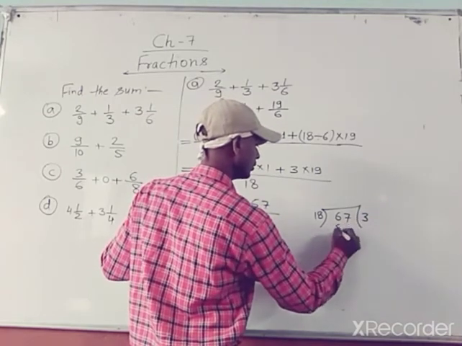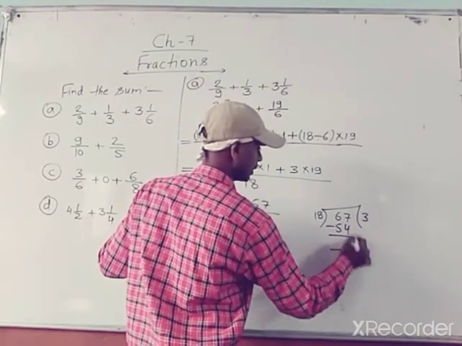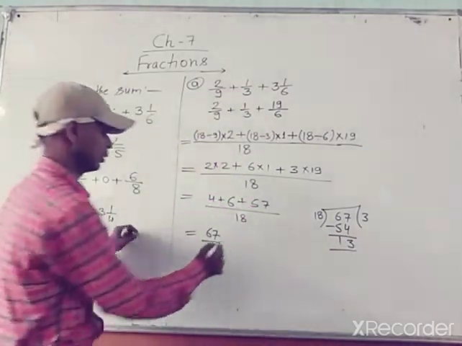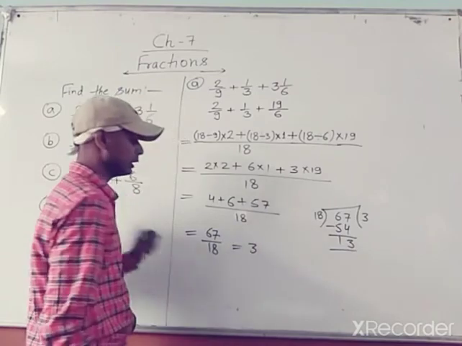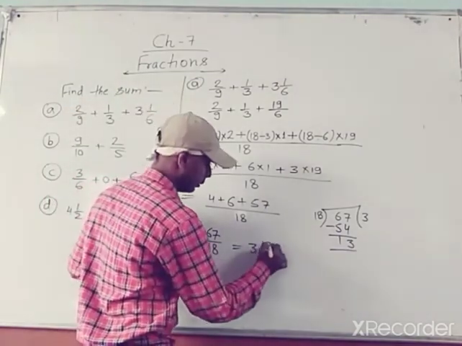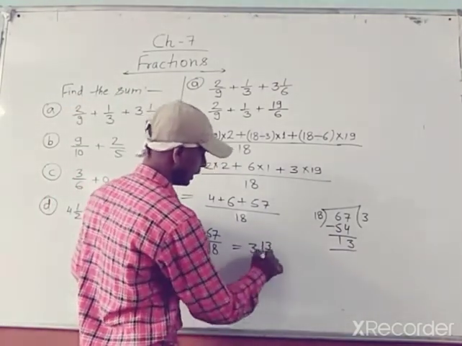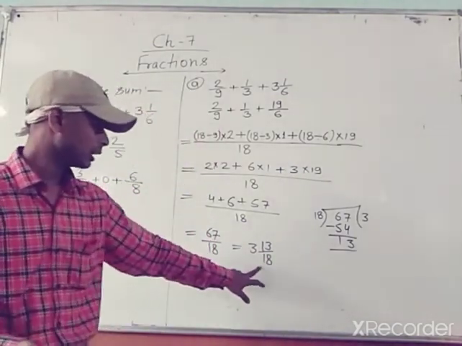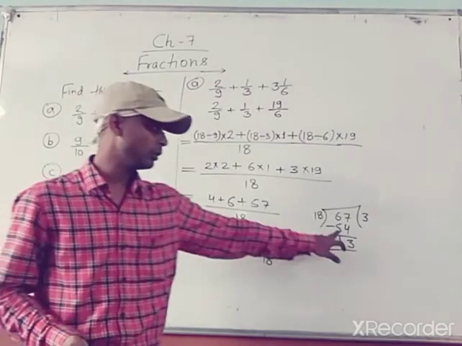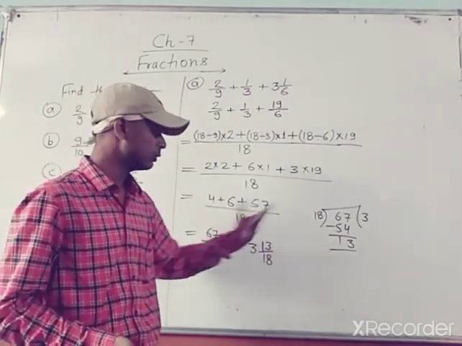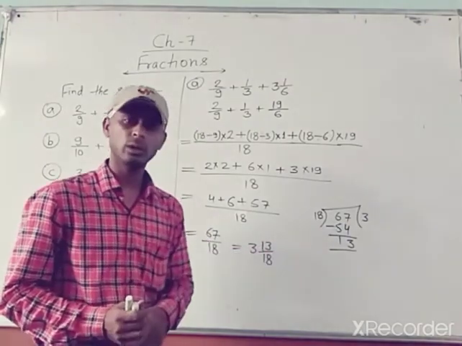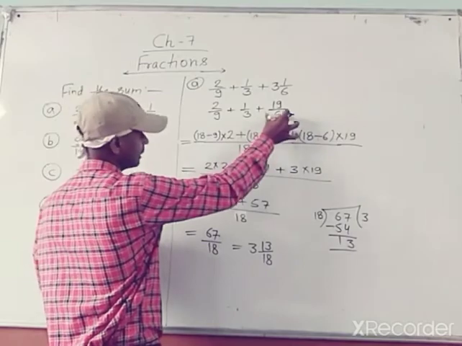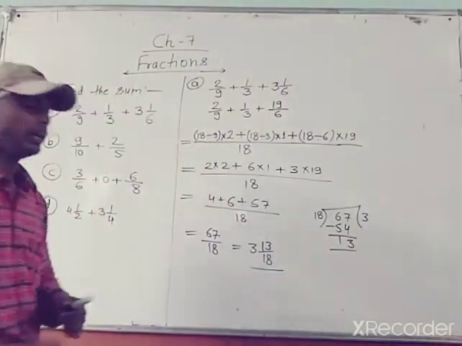18 3s are 54. Now subtract 54 from 67. So write the quotient as the whole number, the remainder as the numerator, and the denominator is the same, that is 18. Clear? Again you can check: 18 3s are 54, and when you add 13 to 54 then you will get 67. Okay, so the answer, the sum of 2 by 9, 1 by 3 and 19 by 6, is 3 whole number 13 by 18.